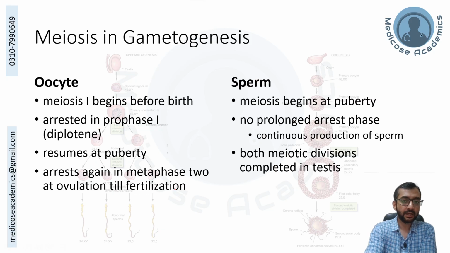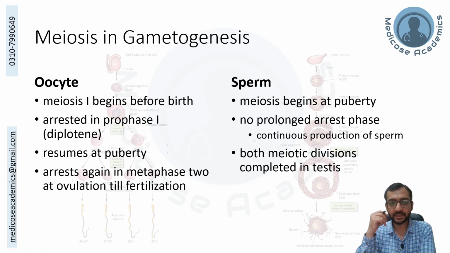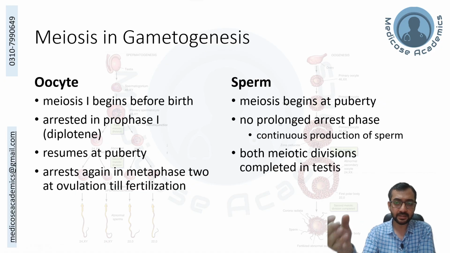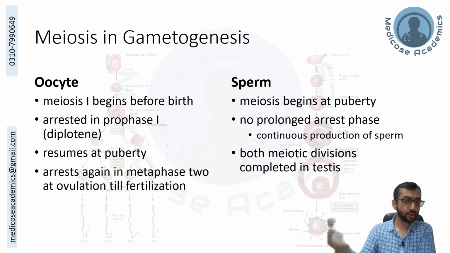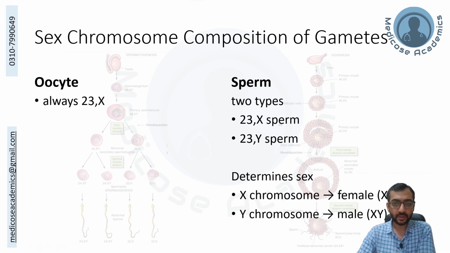So this is the oocyte. Spermatocyte does not have such complexities. It does not have any prolonged arrest phase. It's a continuous process, and both meiotic divisions occur in a continuum in the testes. They don't have to wait for any specific signal for completing their task.